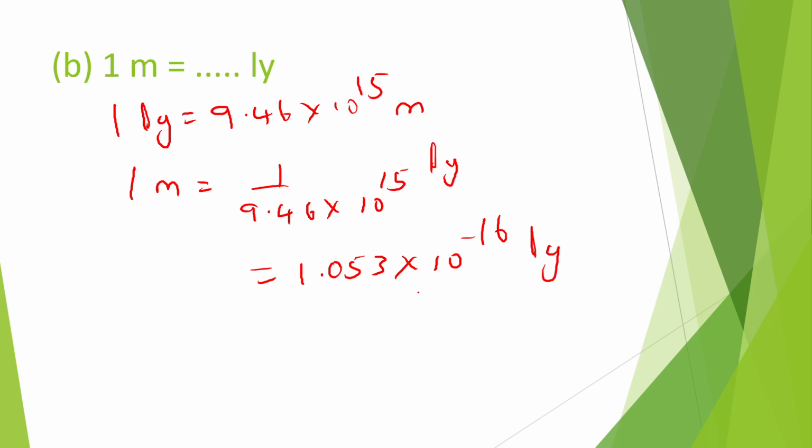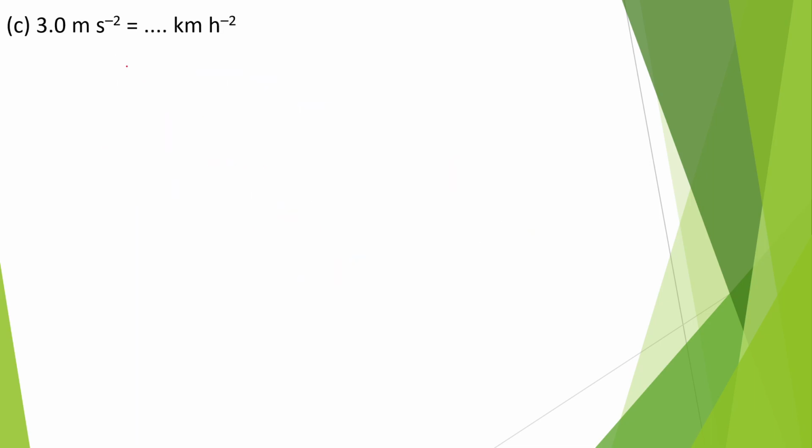light year. So one important thing you have to understand is that light year is the unit of distance. So this is the conversion, how you will convert light year into meter. Next is 3 meter per second square is equal to how many kilometer per hour square? So meter per second square is the unit of acceleration.